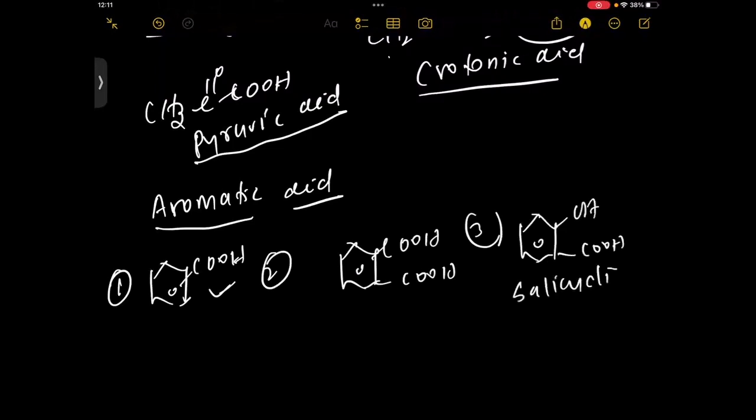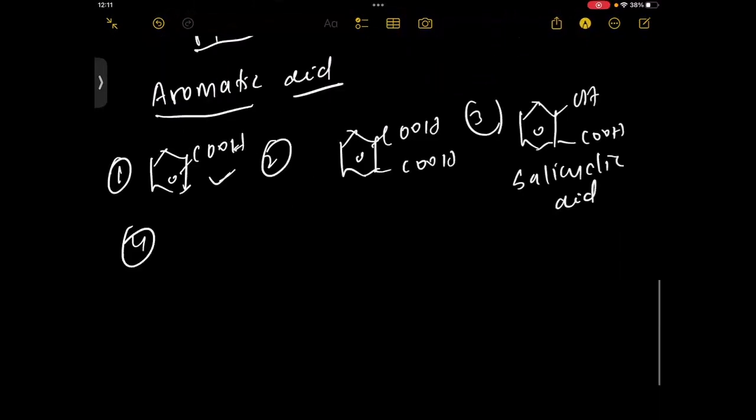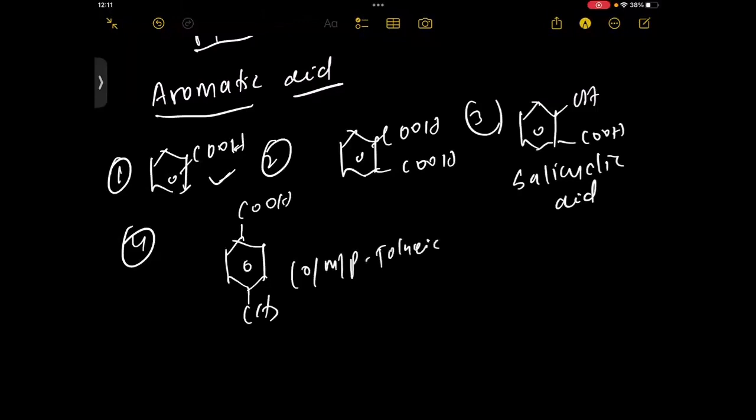Okay, and fourth is here o, m, p toluic acid, right? This is the o, m or p toluic acid. And the fifth is COOH with NH2, anthranilic acid, or this is the 2-amino benzoic acid, right? So the 4th and 5th compounds we have done.